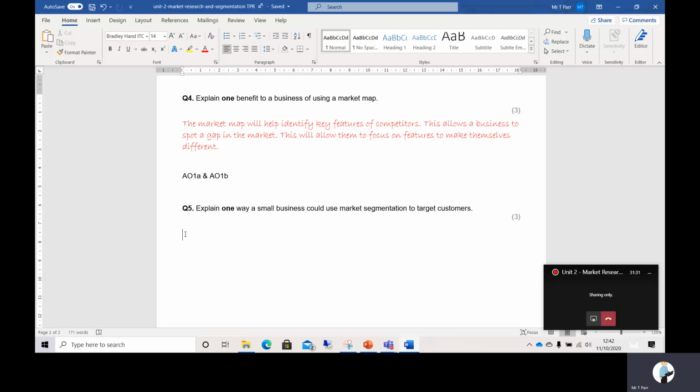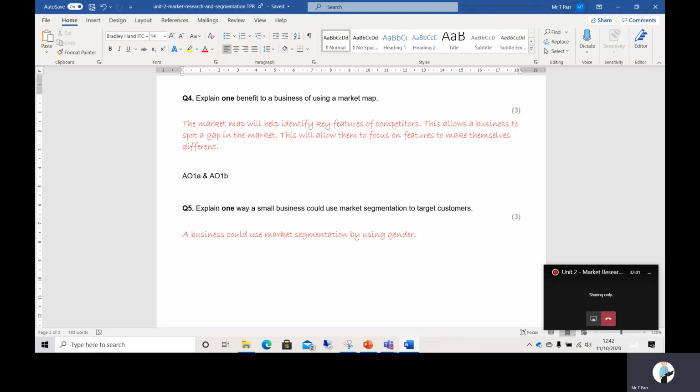Okay, so what we're going to do is explain how we could use it. So let's go with the example of gender. Okay, so we say a business could use market segmentation by using gender. That's it. You've explained there you're using segmentation by using gender. That's your 1 mark. That's your AO1, AO1A.